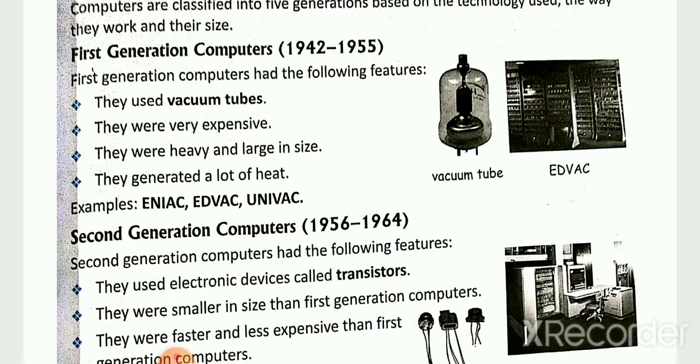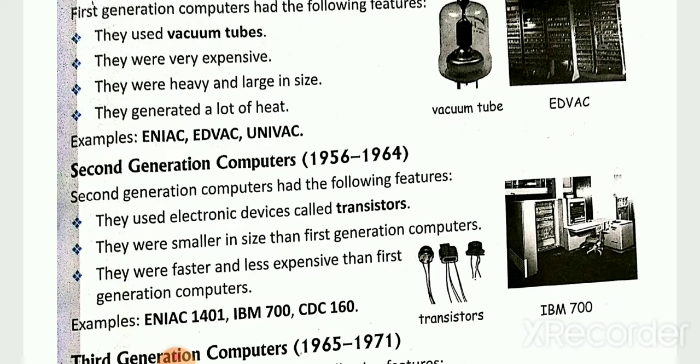They use vacuum tubes. The first generation computers use the vacuum tube. Look at this picture. The first picture is a vacuum tube. They were very expensive. The cost of this vacuum tube is very expensive. They were heavy and large in size. The size of vacuum tube is very large and heavy. They generate a lot of heat. Vacuum tubes generate a lot of heat.